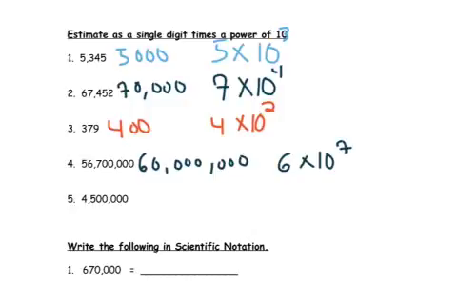And lastly, 4,500,000. I would definitely round up to 5 million. This is a 5, by the way. My single digit is 5 times 10, and I have 6 zeros. Remember, when you are estimating or rounding, if the number that you are rounding is 5 or more, you round up. If not, you just leave it the same.